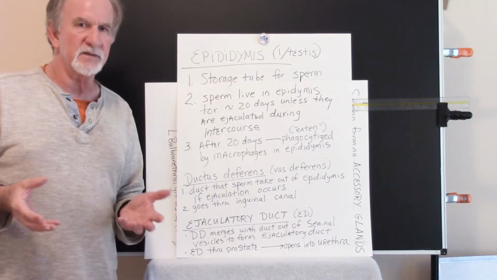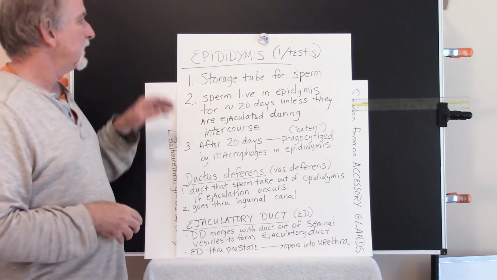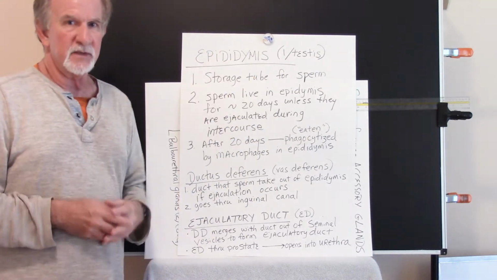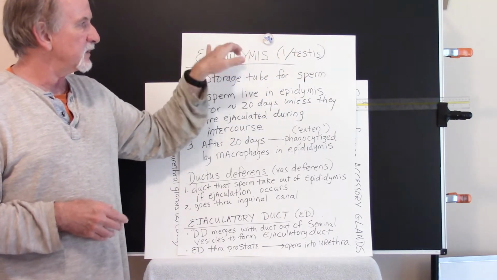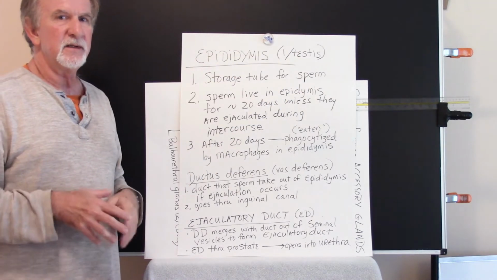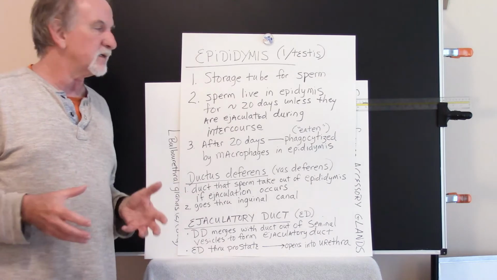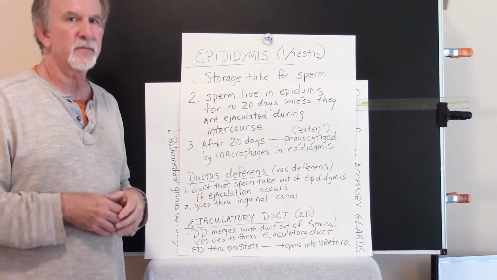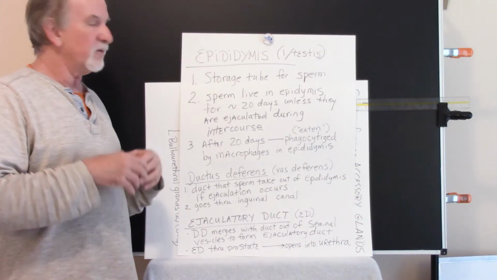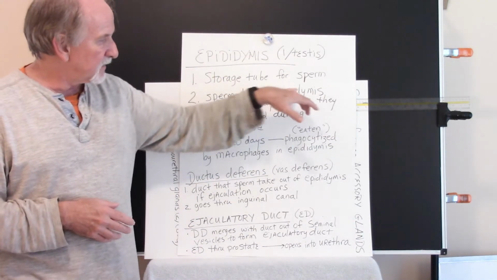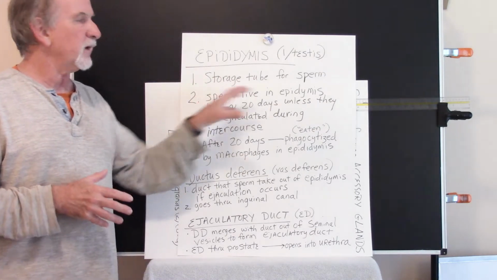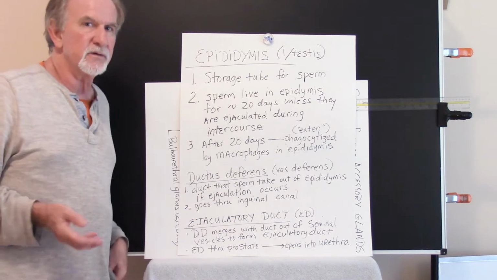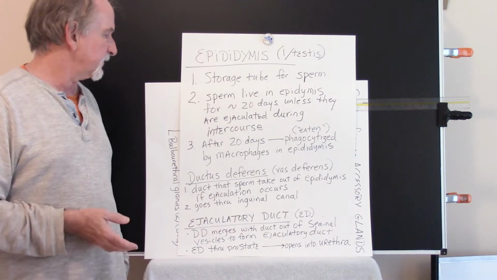Outside of the testes, but still in the scrotum, is a long tube called the epididymis. And there's one epididymis per testis. The epididymis outside of the testis is a storage tube for sperm. Sperm are capable of living in the epididymis, I misspelled epididymis there, for around 20 days, unless they are ejaculated during intercourse, something we'll talk about a little later.